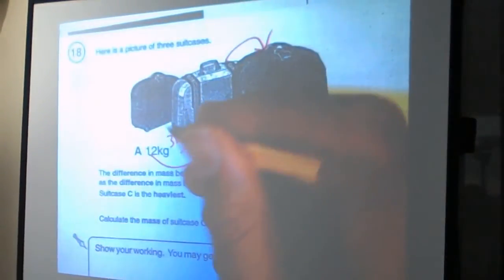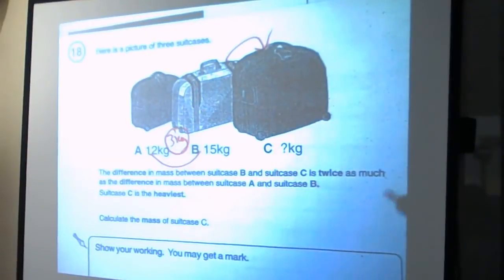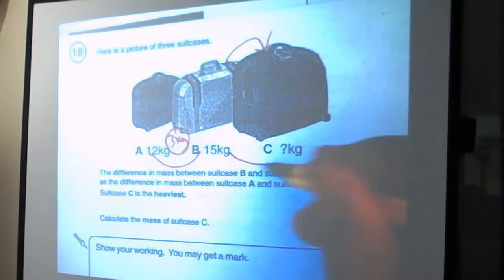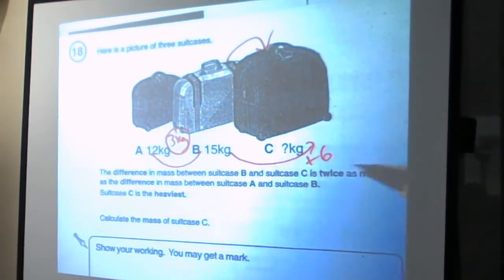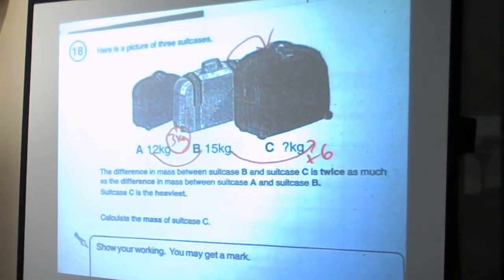Okay, now, so that's 3 kilograms more. So what's double of 3 kilograms? 6. So this one's going to be 6 kilograms more. So add 6. Suitcase C is the heaviest. Calculate the mass of suitcase C. So what is the mass of suitcase C then?